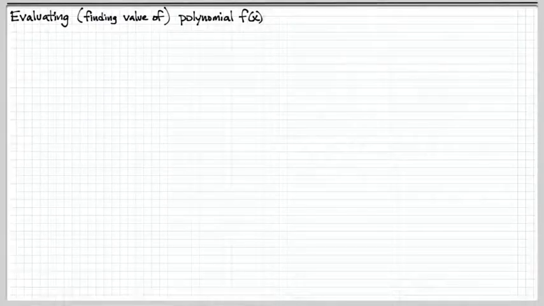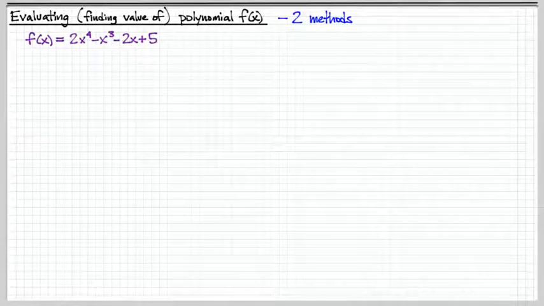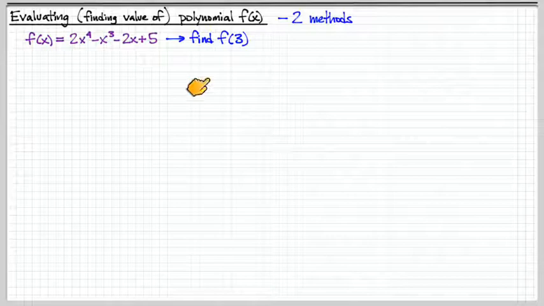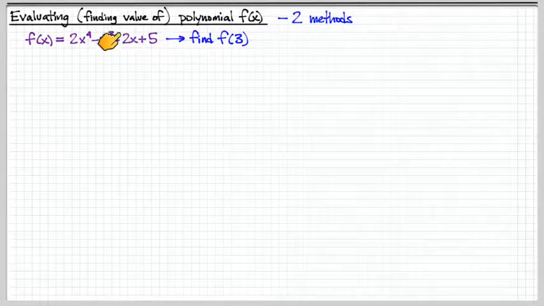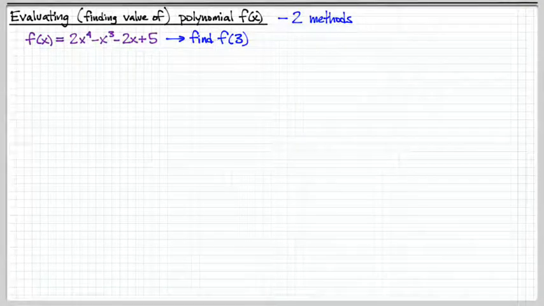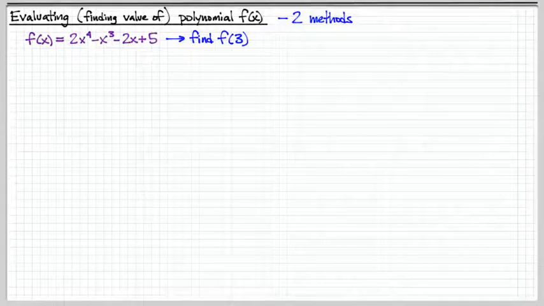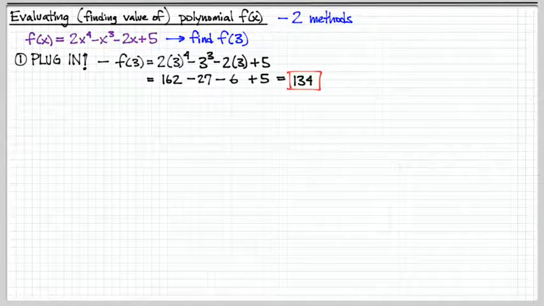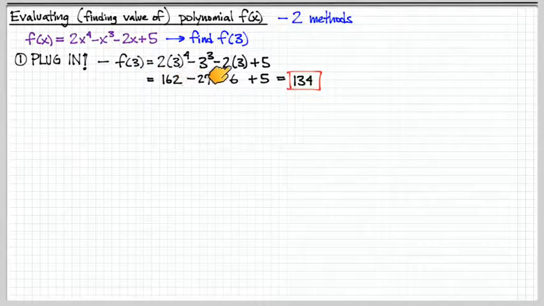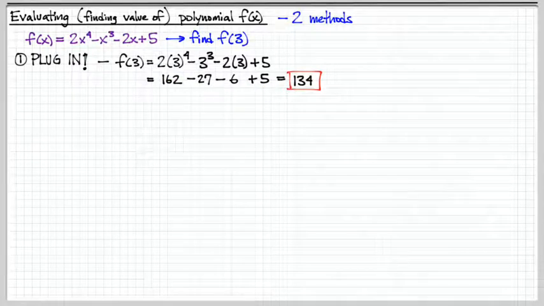Let's talk about evaluating, finding the value of a polynomial function. And by that I mean we have a function, and let's look at this one in particular, 2x to the fourth minus x to the third minus 2x plus 5. If I want to find the value f of 3, we want to evaluate the function when x is equal to 3. We have two methods. The first method we already know. We've already used this method, and that's basically just plugging in the value. So if I want to find the value f of 3, I plug that into the x, and I solve, and I get 134.